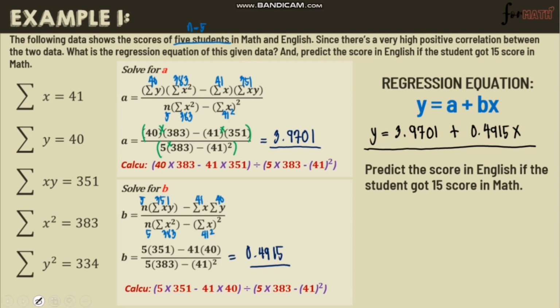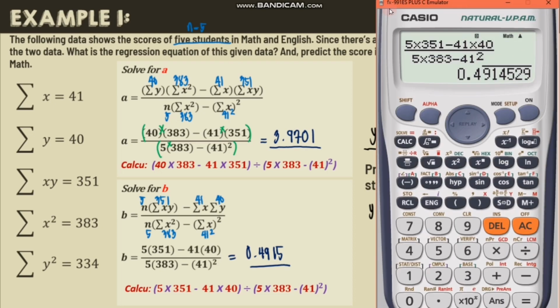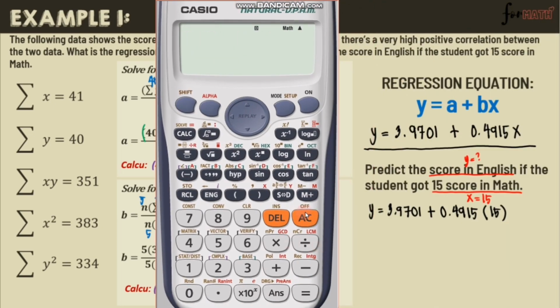So ibig sabihin po, ito yung hinahanap natin, score in English, yan yung y. And then score in math, which is x equals to 15. So all you have to do is get natin itong regression equation natin na y equals to 3.9701 plus 0.4915 times lang po natin sa 15. Okay, palitan lang natin yung x ng 15. Okay, so compute lang natin sa calculator what will be our answer. So we have 3.9701 plus 0.4915. And then times 15. So meron tayong 11.3486.